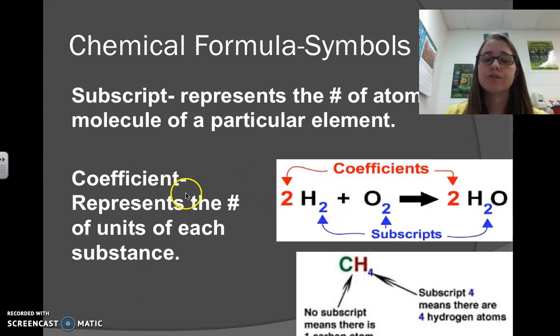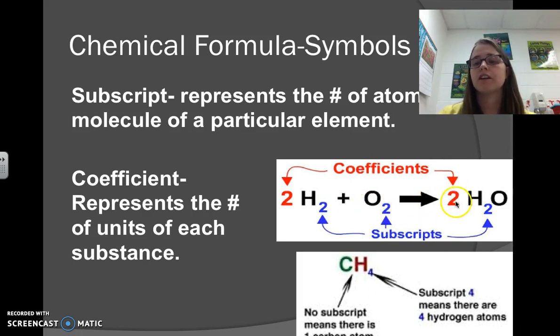Also, you might see coefficients, and coefficients tell you how many of those compounds there are. While the subscript tells you how many atoms are in the compound, the coefficient tells you how many of those specific compounds there are. So there's 2 H2. If we were to count atoms here, we'd have the original molecule, which has 2 hydrogens bonded together, and then we'd multiply that by 2, which would be 4 total hydrogen atoms. This one doesn't have a coefficient, so that just means there's one of those molecules. So total atoms in this compound is 2.